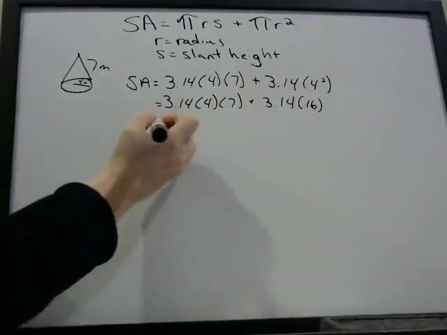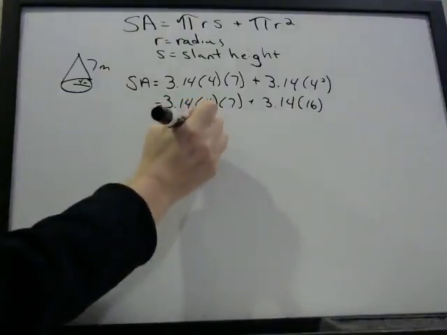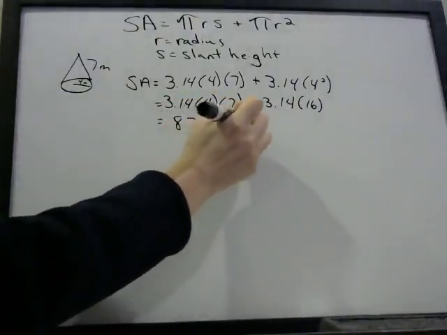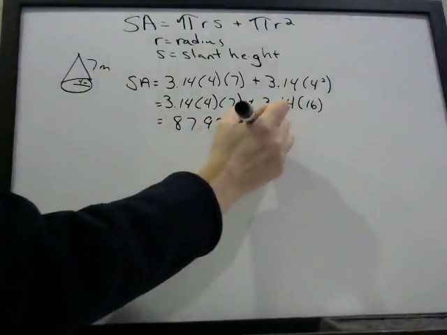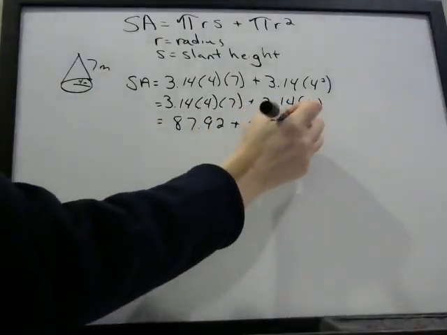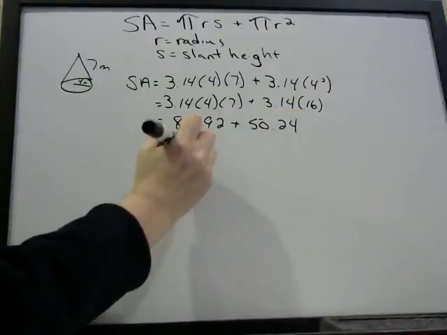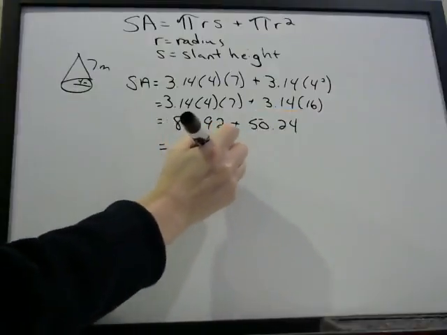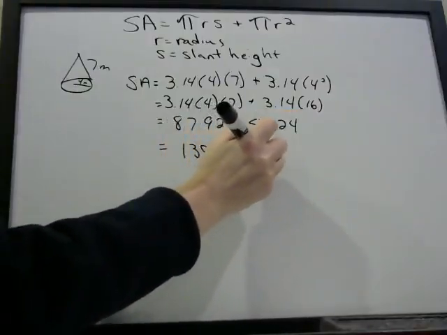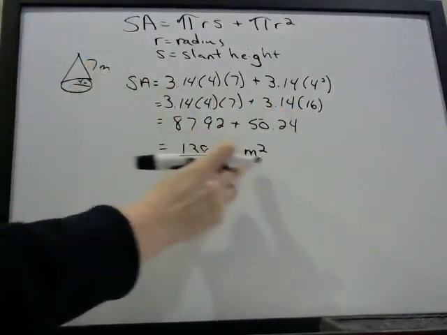So get your calculator out and multiply the numbers together. We get 87.92 plus 50.24. Now we can do the addition of these two numbers and you get 138.16 meters squared. Remember, this was meters.